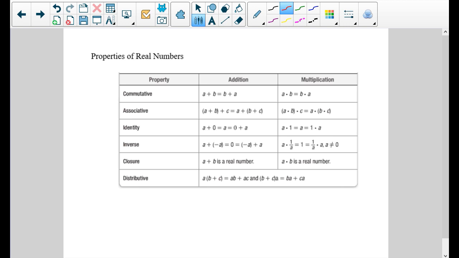The inverse, you guys use that when we're solving equations. Adding or subtracting the opposite value. If it's multiplication, we're multiplying by that fraction flipped, or sometimes we say dividing. Closure, if A and B are real numbers, then A times B is also a real number. And then distributive property is when A gets multiplied into the parentheses. So I have A times B plus A times C if we have coefficients.